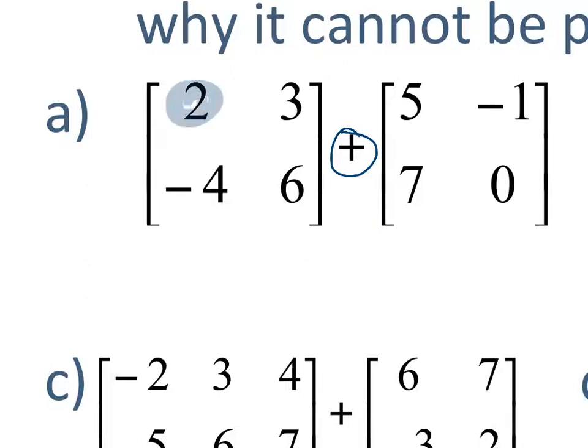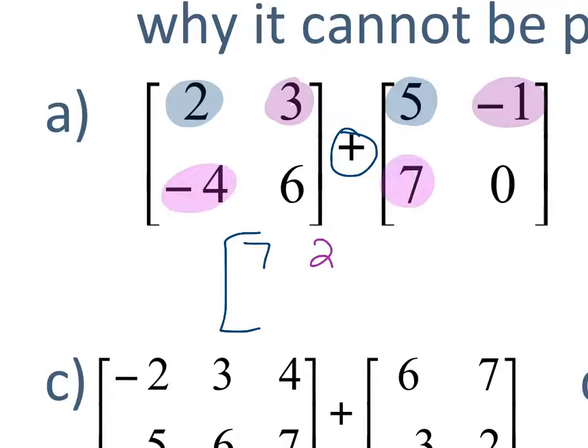So I'm going to take the 2 in the top left corner, row 1, column 1, and add it to the 5 in the second one, and I'd get 7. Then 3, row 1, column 2, and negative 1, add those, and I'd get 2. Negative 4, row 2, column 1, and 7, negative 4 plus 7 would be 3. And the last one, 6 and 0. So the resultant matrix should have the same dimensions as your original matrix, which would be a 2 by 2.